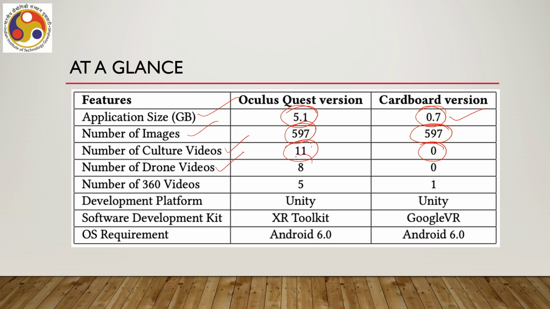Number of drone videos: 8 videos were used in the Quest version, whereas no videos were used in the mobile version. 360-degree videos: there were 5 used in the Quest version and 1 used in the cardboard version for the initial experience. Development platform: Unity in both cases. SDKs used: XR toolkit for the Oculus Quest and Google VR for the cardboard version, and the OS requirement was Android 6.0 in both cases.